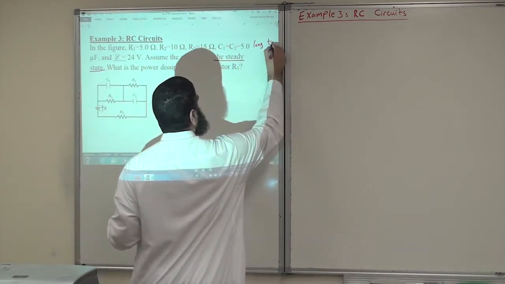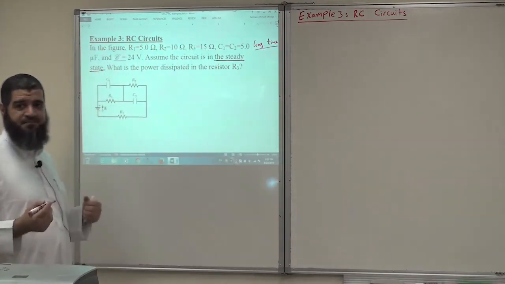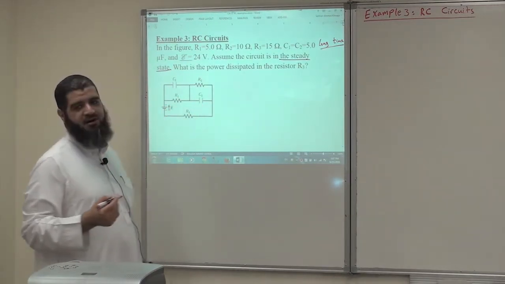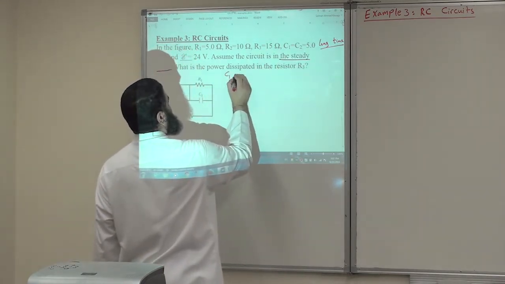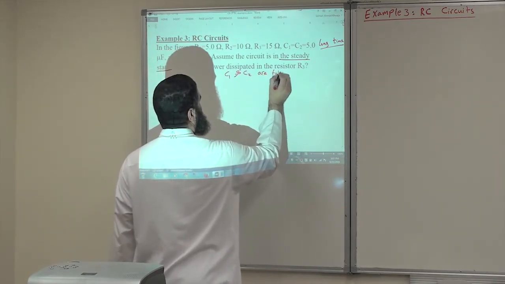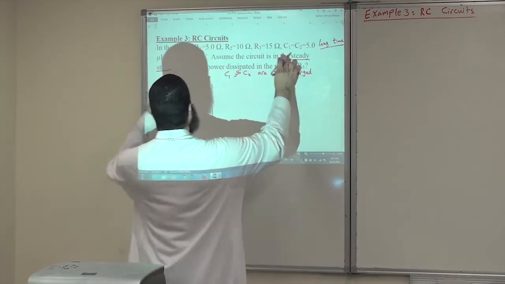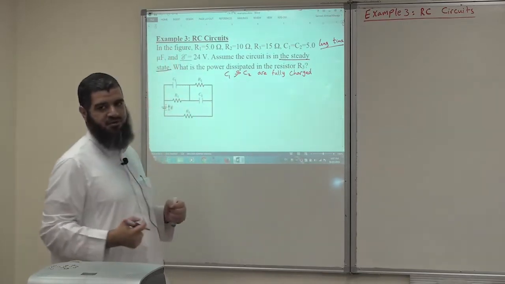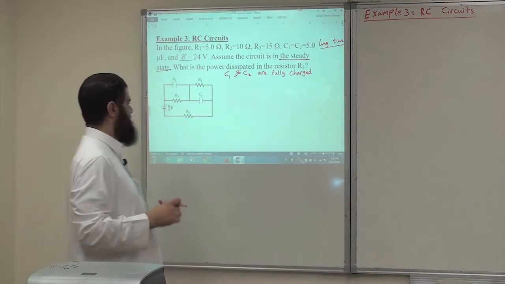Sometimes this is another keyword which gives you the same meaning, that the circuit has reached the steady state. Long time. After a long time. This will give us the same meaning. What does it mean? It means that both capacitors C1 and C2 are fully charged. This is the meaning of the steady state, or the meaning of the circuit is connected for a long time. Conclusion: C1 and C2 are fully charged.